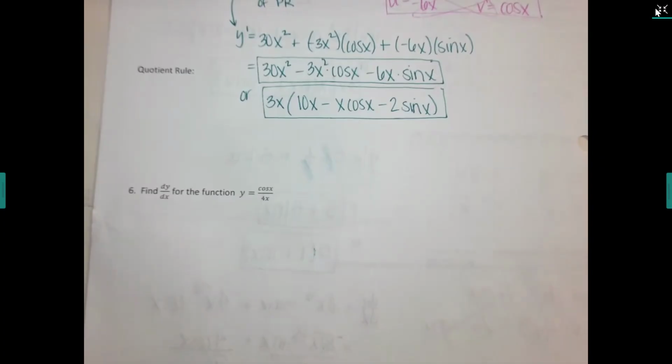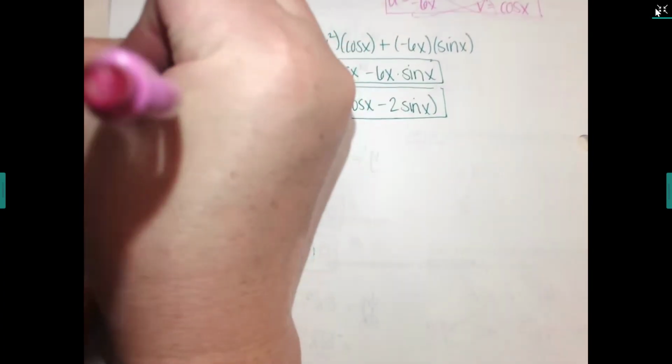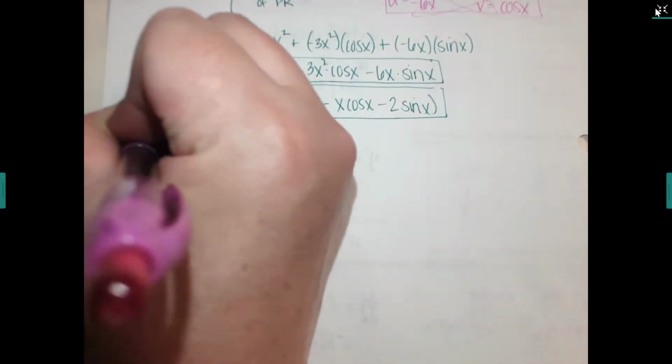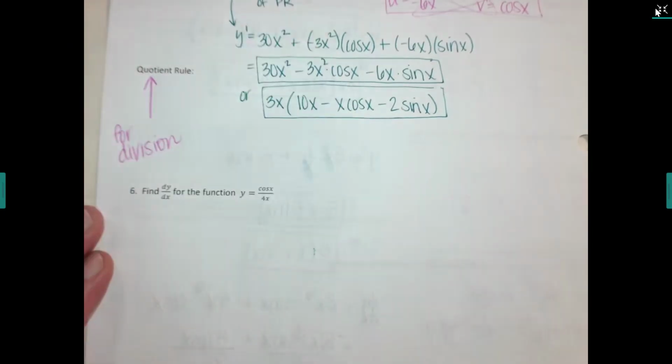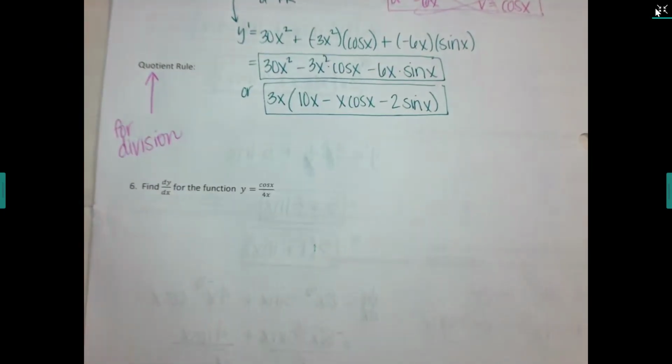Okay, what does a quotient mean? What rule? Division. Very good. So you're going to use quotient rule for division. So product rule is for multiplication, quotient rule is division. Let's write your rule down. I'm going to give it to you in two forms. The first one is going to be like the textbook, and then the second one's going to be the shorthand that we're going to use.